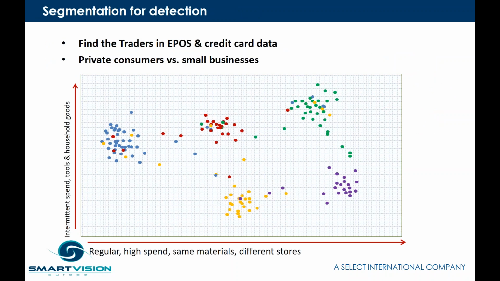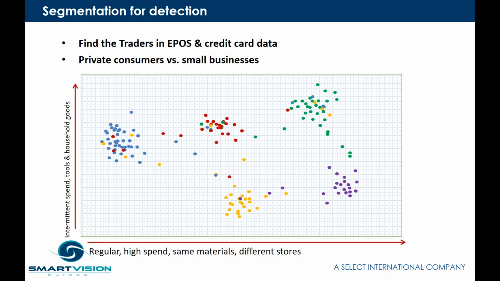An example of segmentation for detection is one I've worked on in the past, on behalf of a company that was trying to find small businesses within credit card data. Some of those businesses were tradesmen, so plumbers, builders, that sort of stuff, and some were just private consumers, people doing DIY. They're looking within the electronic point of sale and credit card data to find what clusters they're forming. Can they find a cluster which is probably made up of lots of small businesses, not individuals?